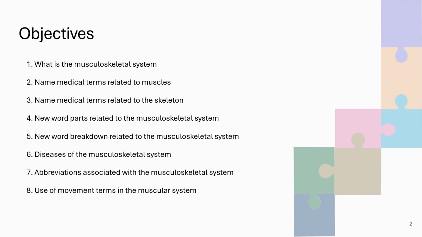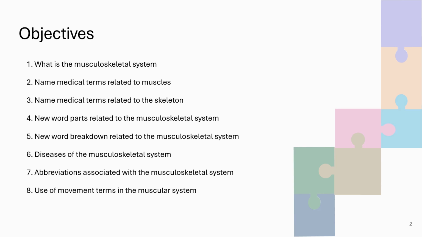Our objectives for this section are to discuss what the musculoskeletal system is. We're going to name some terms and word parts that are related to muscles, and some terms and word parts that are related to the skeleton. We're going to do some word breakdown. We're also going to look at a few diseases.